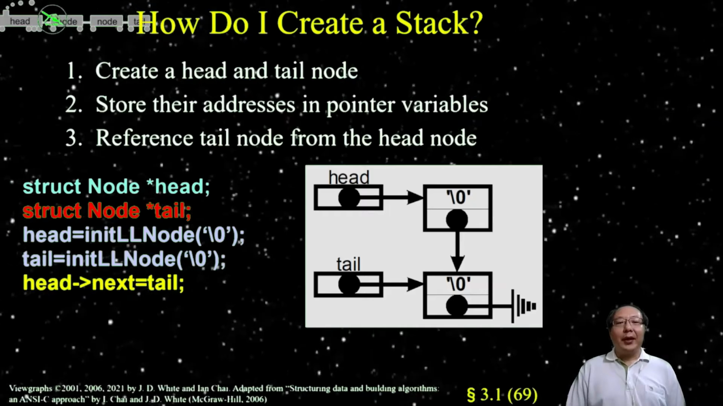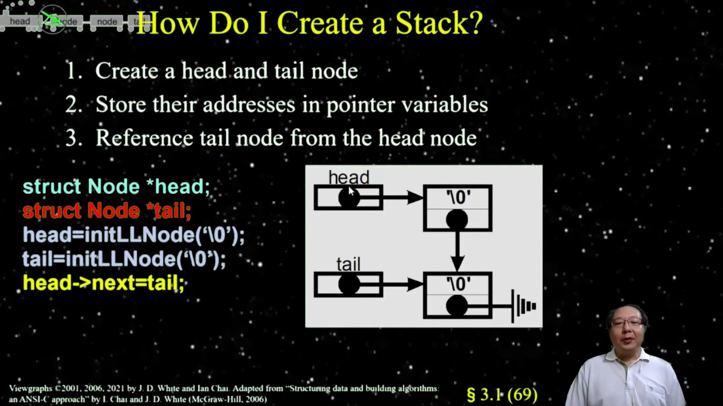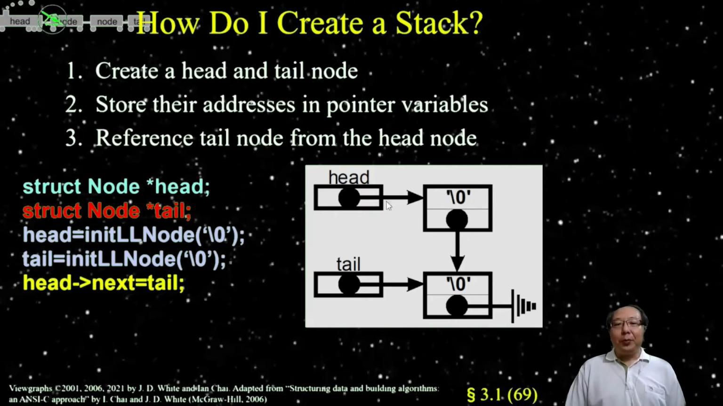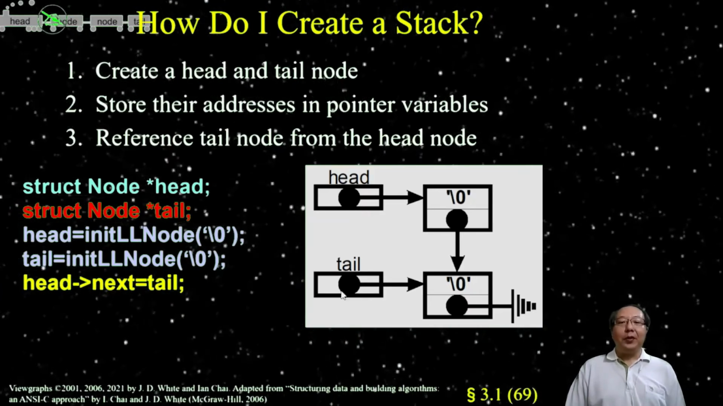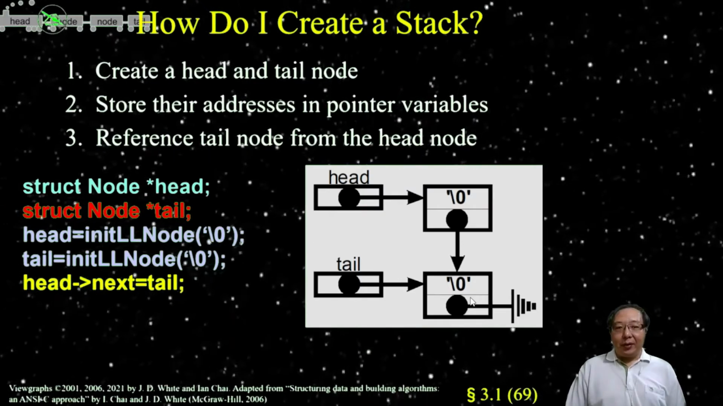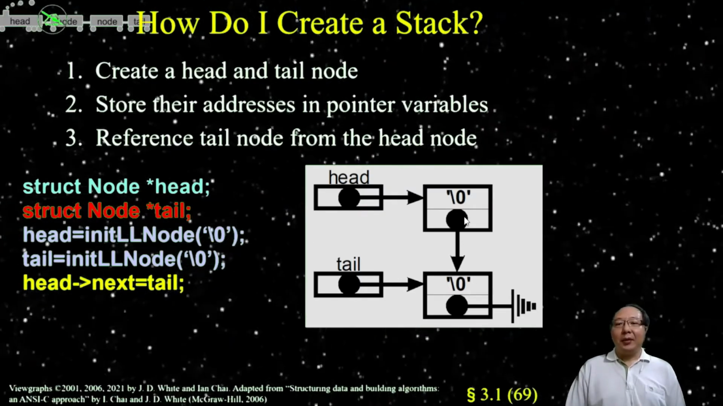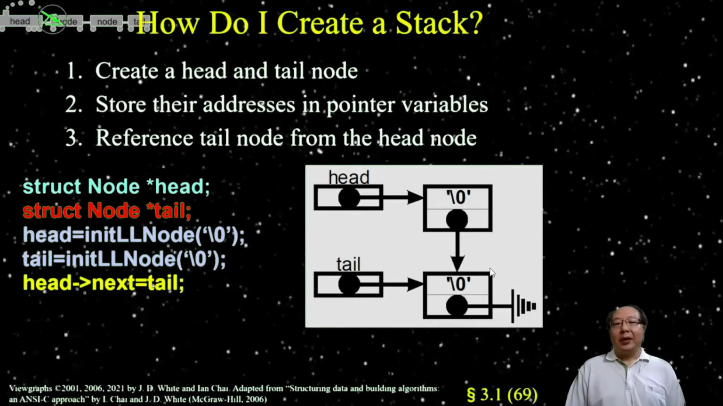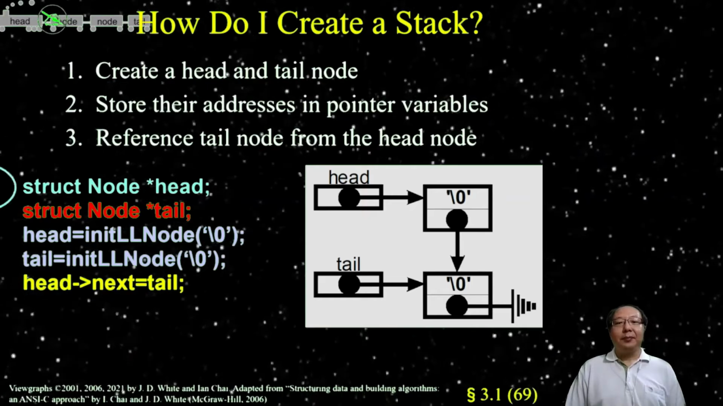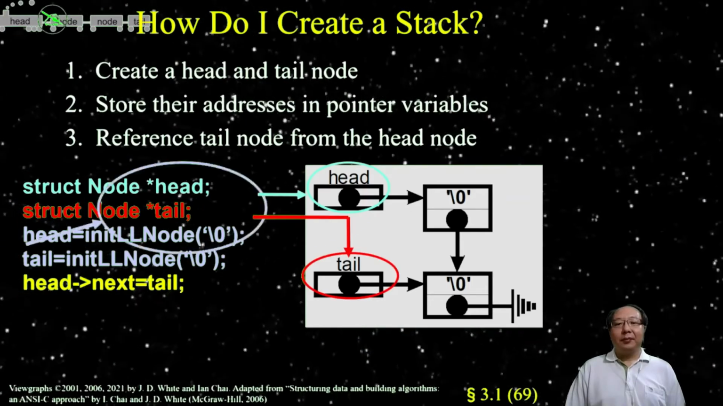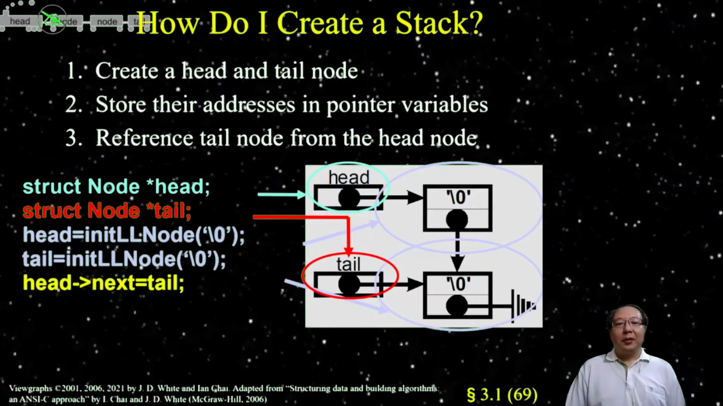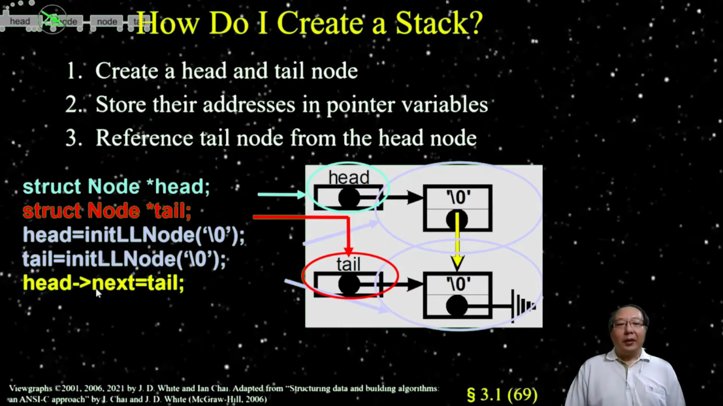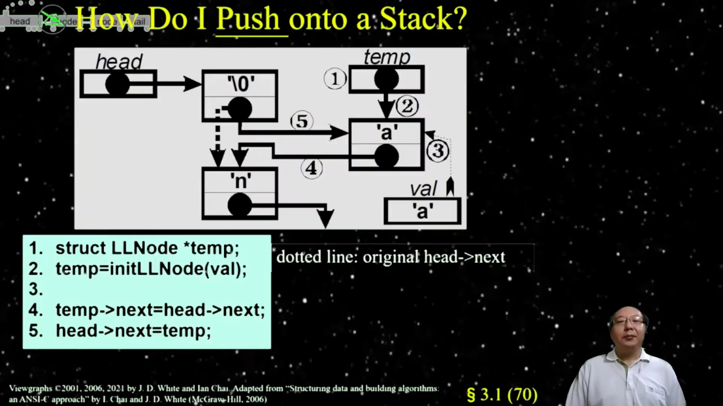So how do I create a stack then? I have the pointer head, the pointer tail, and we create a node to put for the head, and we create a node to put for the tail, and we connect the head to the tail. Okay, the head node arrow next goes straight to the tail, and there's no data in between. So you can see these are the parts here. And the head arrow next goes straight to the tail.